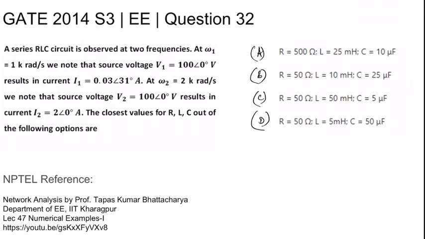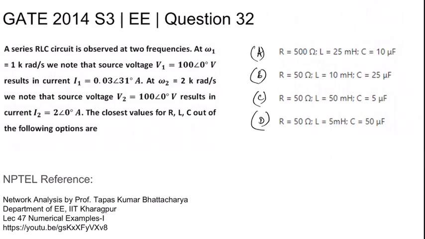GATE 2014 set 3 electrical question number 32. A series RLC circuit is observed at two different frequencies. If omega 1 equal to 1000 radians per second, it is noted that voltage V1 equal to 100 angle 0 results in current I1 equal to 0.03 angle 31 ampere.